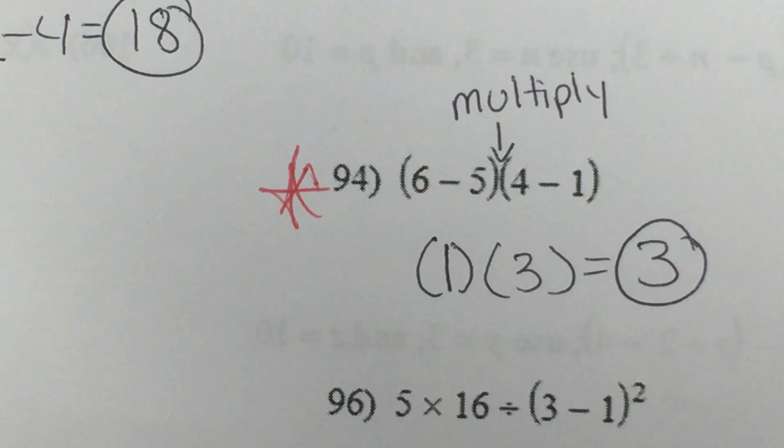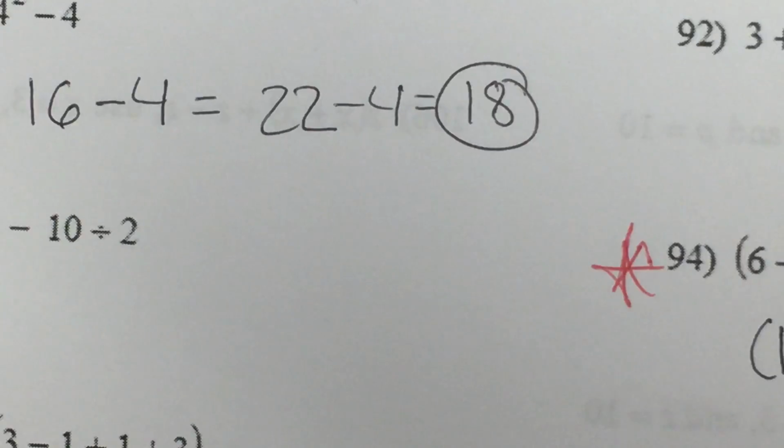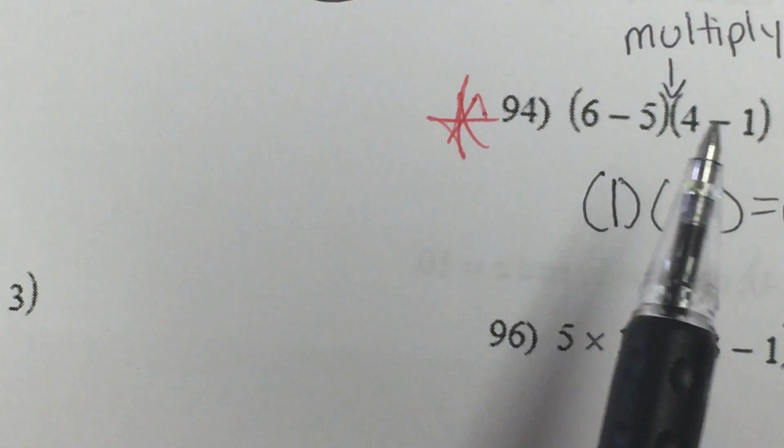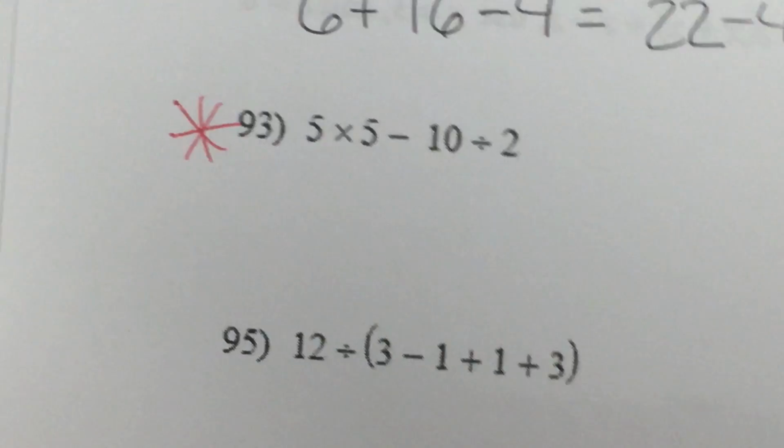Okay, let's try some that don't have parentheses. So now you really need to be paying attention to your operations and the order they go in, because you're not going to have these little parentheses available to give you a hint as to what to do first. So let's look at 93.